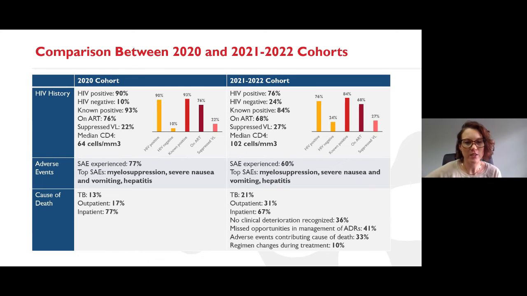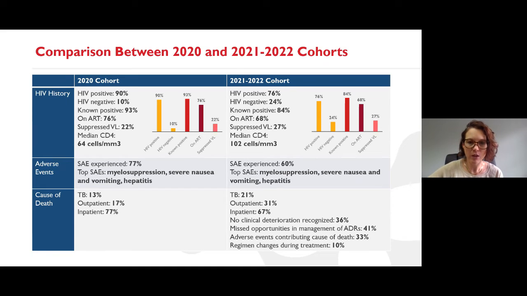When we looked at HIV history, we also found a lot of similarities, but one main difference. 90% were HIV positive in the 2020 cohort, but when we went back and did the 2021 to 2022 cohort, we found that was actually 76%, which is much closer to what we observe in KZN for HIV co-infection in drug-resistant TB, which is usually just over 70%, about 72%.